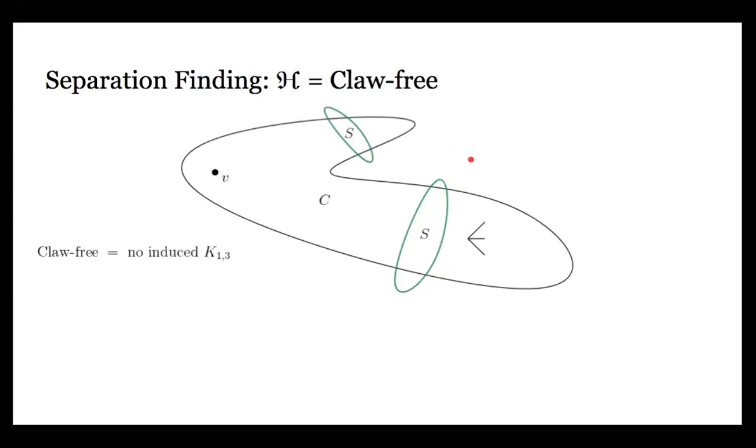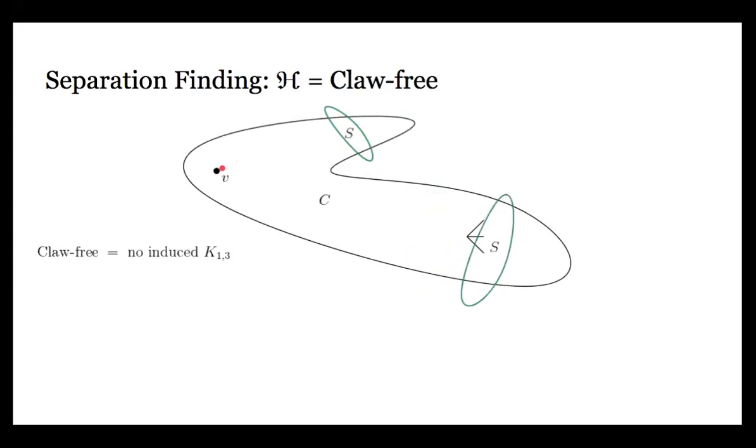So there are 2 options. Either this claw is behind the set S, so it belongs to a different connected component of G minus S than V, or it intersects this claw. It cannot be a situation that this claw is contained fully in the set C, because we wanted C to induce a claw-free graph. So we have these 2 cases.